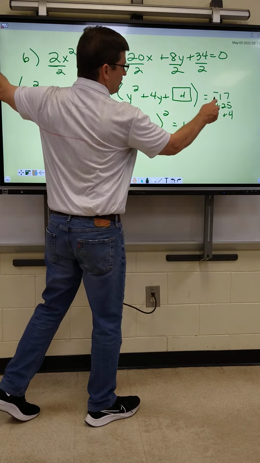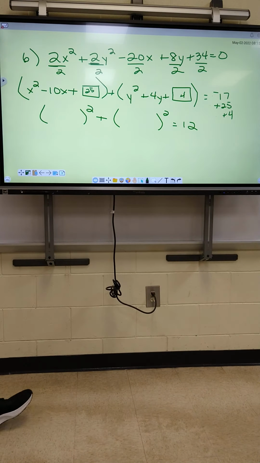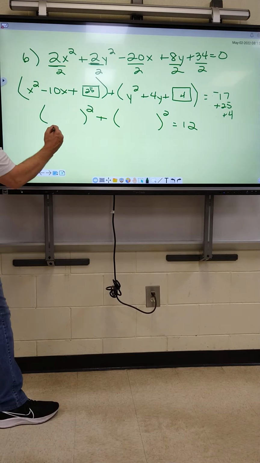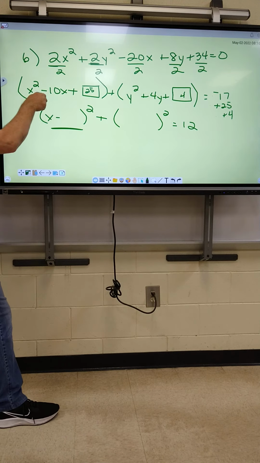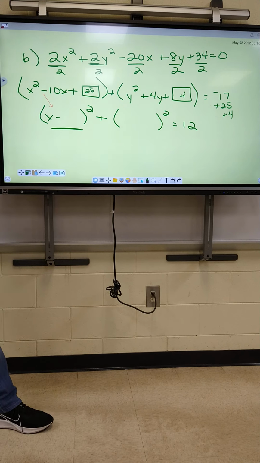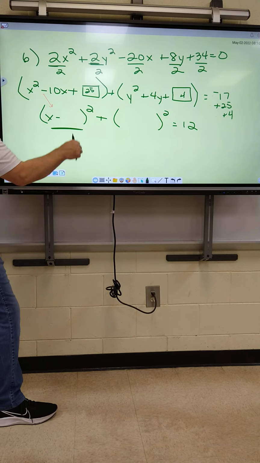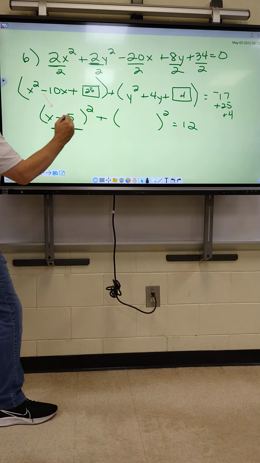I added up these 3 numbers right here, and I think it's 12. I did it in my head. Make sure. Kelsey says it's 12, so we're good. All right, so what goes in the first parenthesis? Try to remember this. I do x minus something. Why minus? Because there's a minus right here. Good question, Adam. I just brought the minus down. Riley says 5. Square root of 25 is 5. That is correct.